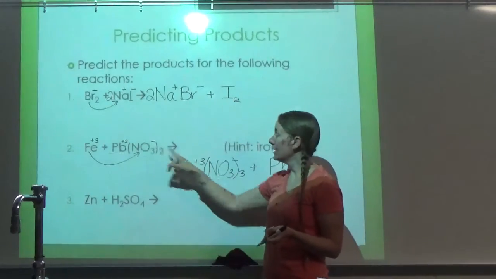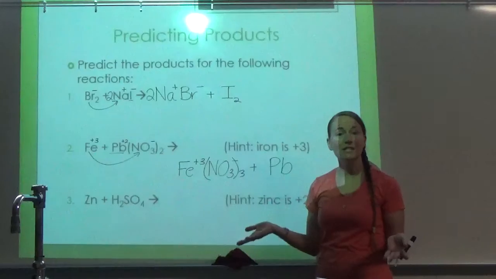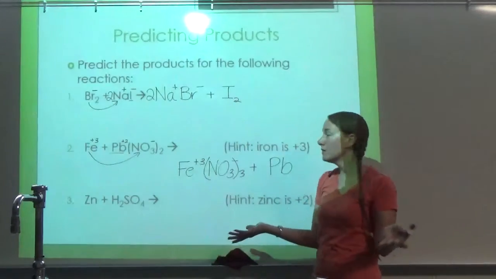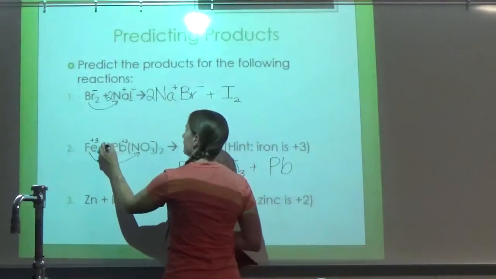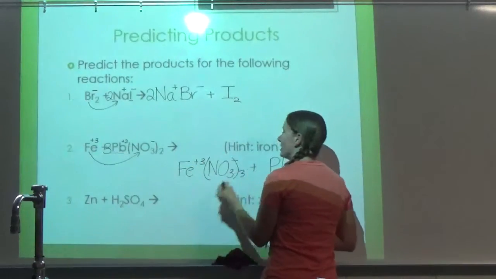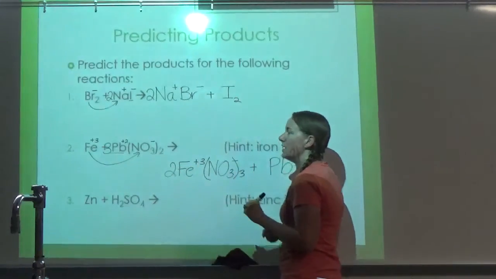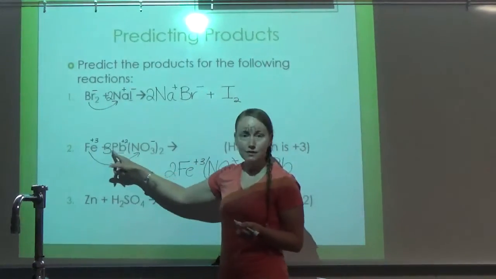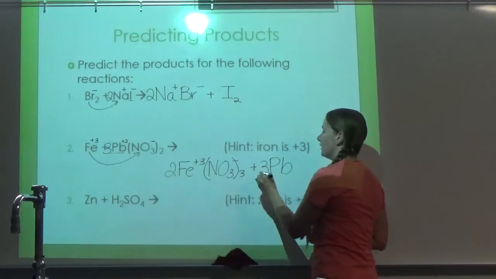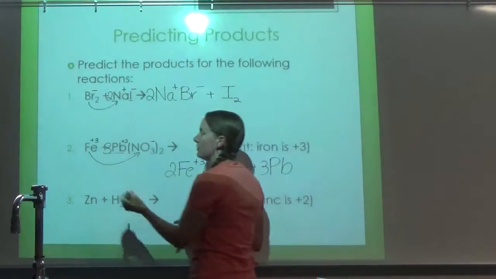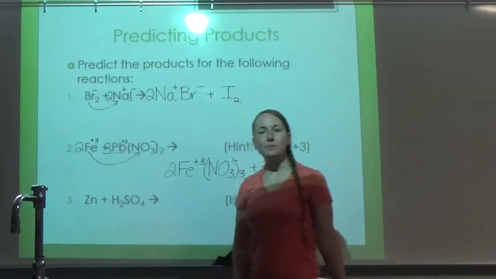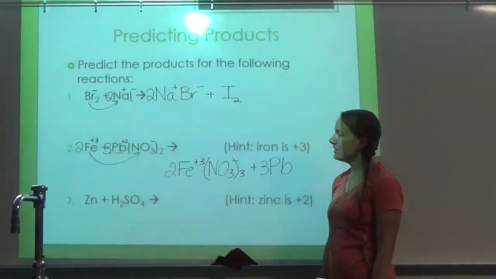So since I have 2 nitrates and 3 nitrates, remember the easiest thing to do with a 2 and a 3 is make both of them 6. So what times 2 gives me 6? A 3. What times 3 gives me 6? A 2. But now I have 3 lead, 3 Pb, so I put a 3 here. And now I have 2 iron, or 2 Fe. So I put a 2 there. And that's it. All right?